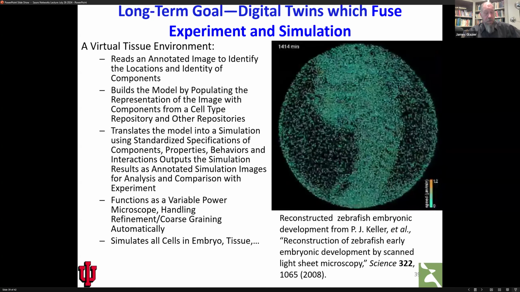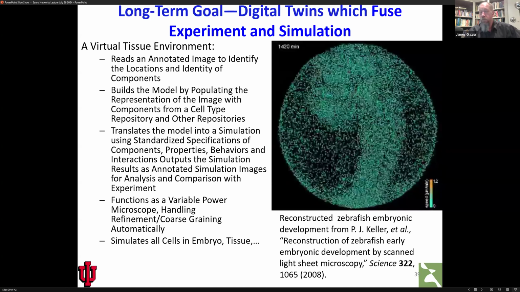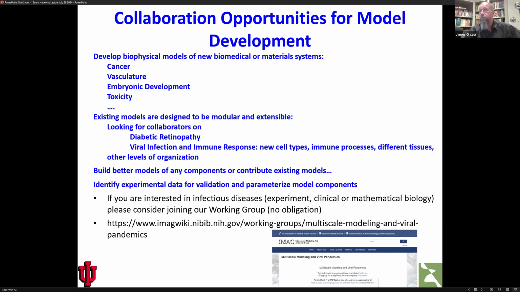Maybe one of the people in this group, in this workshop, will solve that problem and have it happen for us. If you're interested in this, we'd love to help you out, work with you, whether it's in cancer, vascular biology, toxicity.